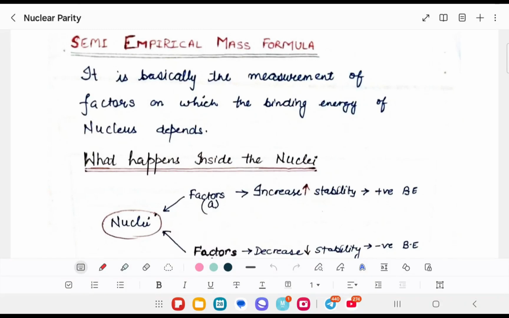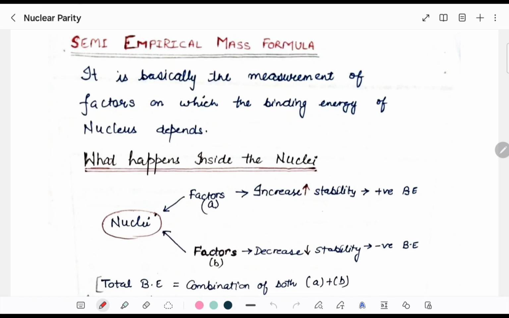Hello student, today in this video we will study about the semi-empirical mass formula. Now what is a semi-empirical mass formula? It is basically the measurement of factors on which the binding energy of the nucleus depends. In this formula we will derive the formula for the binding energy terms.